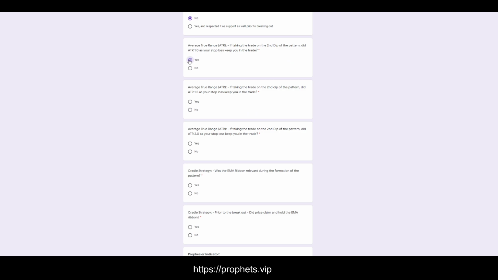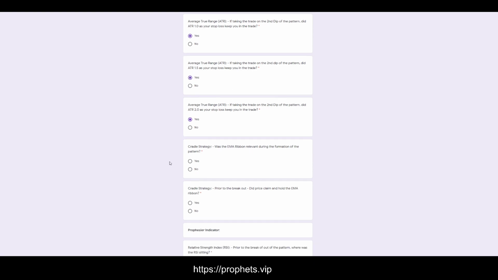So that means yes to the 1, but it also means yes to the 1.5 and the 2, okay? Because the higher the value, the greater that distance is from your entry. So as long as 1 is covered, then 1.5 and 2 will be as well. If 1 wasn't covered, then you need to check 1.5 manually. If that wasn't covered, then you need to check 2 manually, alright?